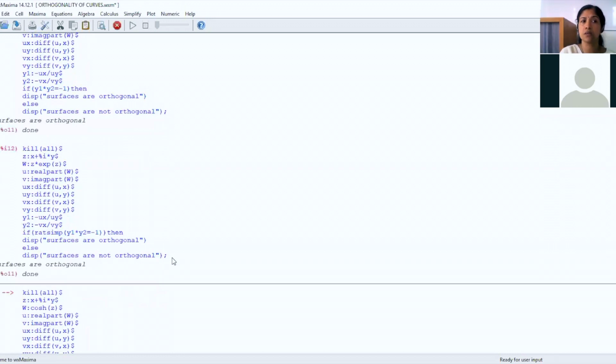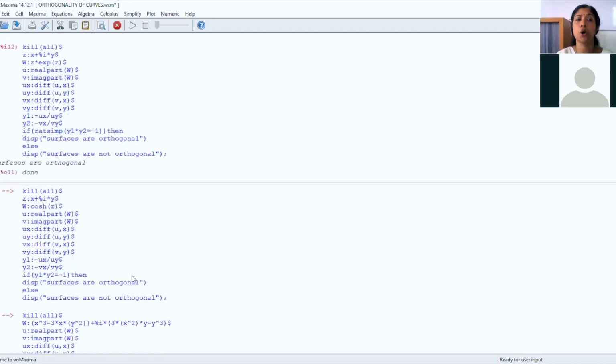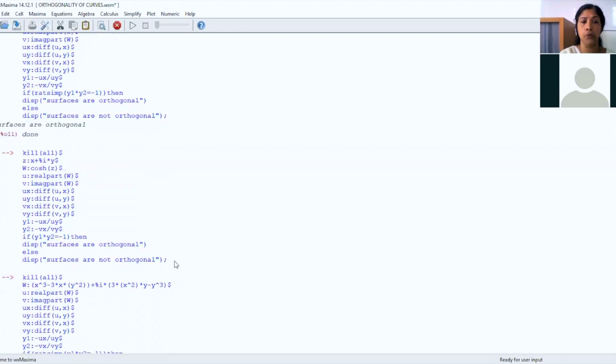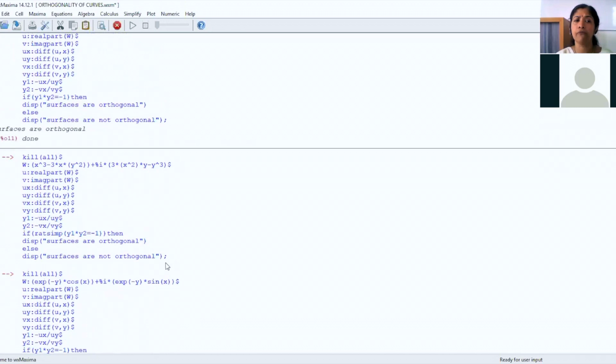The second question is W is equal to Z into e raised to Z. Again, we get the same program, we change only the W value. Everything else is the same. We change the W value, and we get the surfaces are orthogonal. The third one is cosh Z. Okay, we'll get the same output: surfaces are orthogonal. But now come to the fourth question.